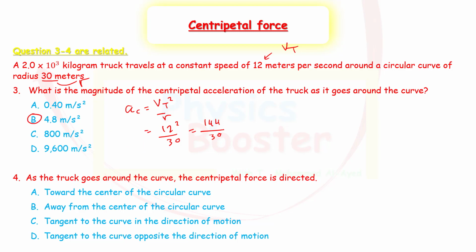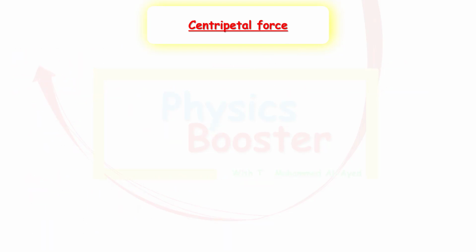Now, as the truck goes around the curve, the centripetal force is directed towards the center of the circular curve, away from the center, tangent to the curve, or opposite to the direction of motion. Well, actually, the centripetal force is always going towards the center of the circular curve, so the answer is A.